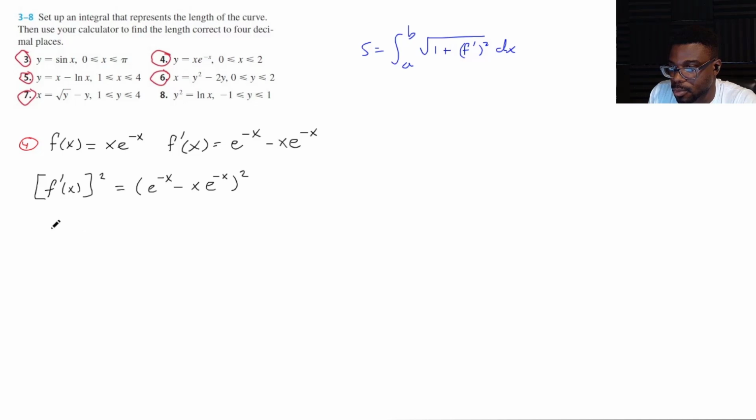So if we expand it, we're going to get e to the negative 2x minus 2x e to the negative 2x plus x squared e to the negative 2x. Okay, so we can factor this out to be e to the negative 2x times 1 minus 2x plus x squared.